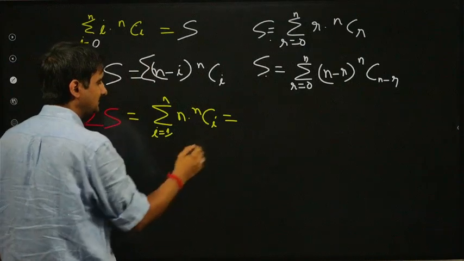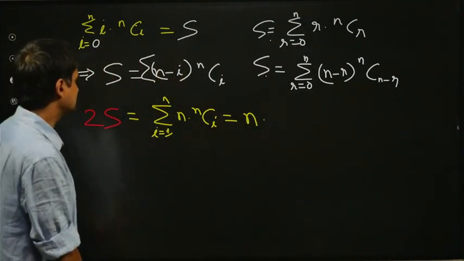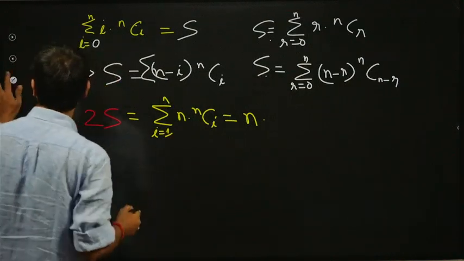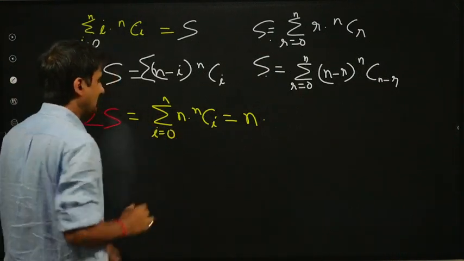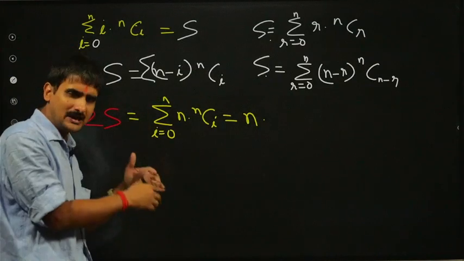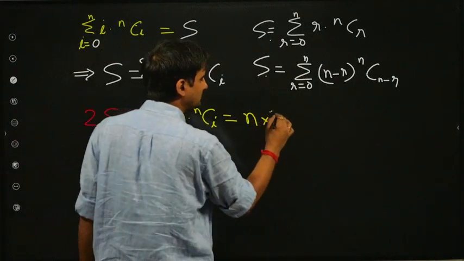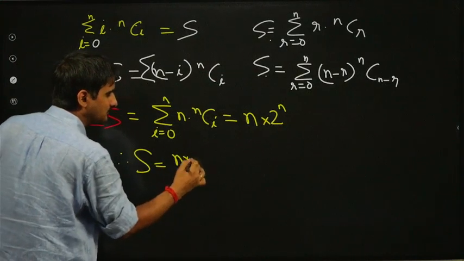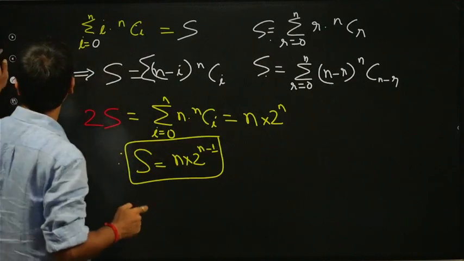So that is nothing but you take N common here. And then I goes from 0 to, rather, it's 0 to N. So this is nothing but 0, right? I goes from 0 to N. So N you get out of it, you are left with NCI, and this is nothing but 2 raised to the power N. Therefore S is N into 2 raised to the power N minus 1. So that's the summation for this one.